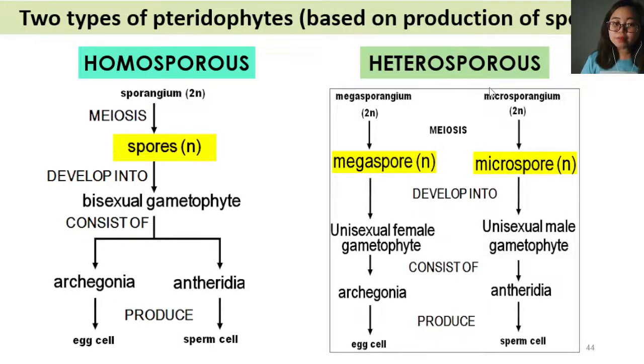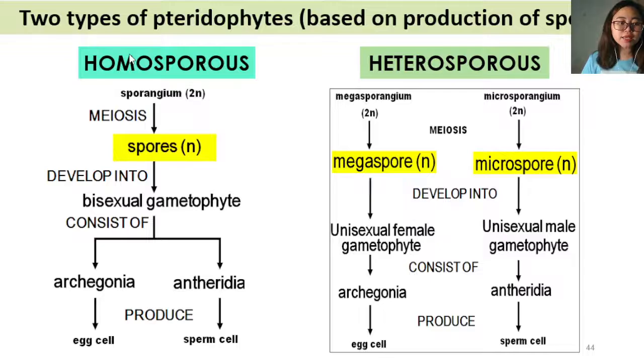Another part of the plant may produce microsporangium. The microsporangium divide by meiosis to form microspore, which is haploid. Microspore develop into unisexual male gametophyte. This male gametophyte is going to grow and form antheridia, which will produce sperm cells.